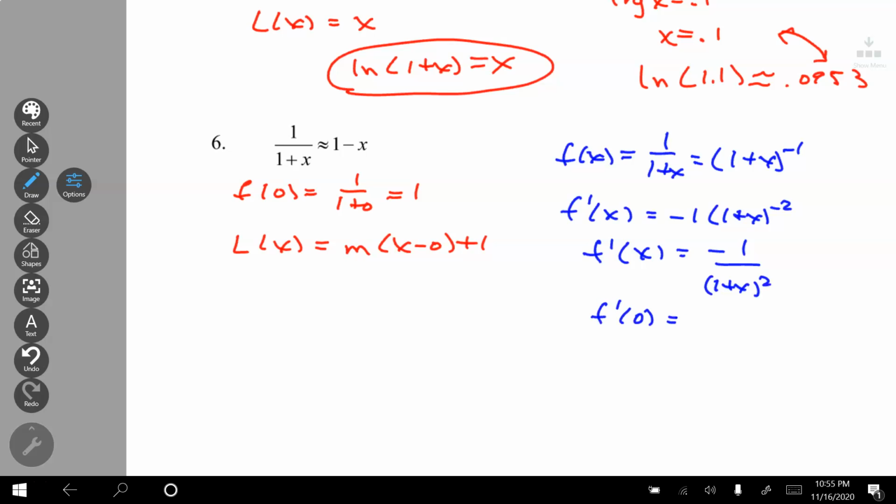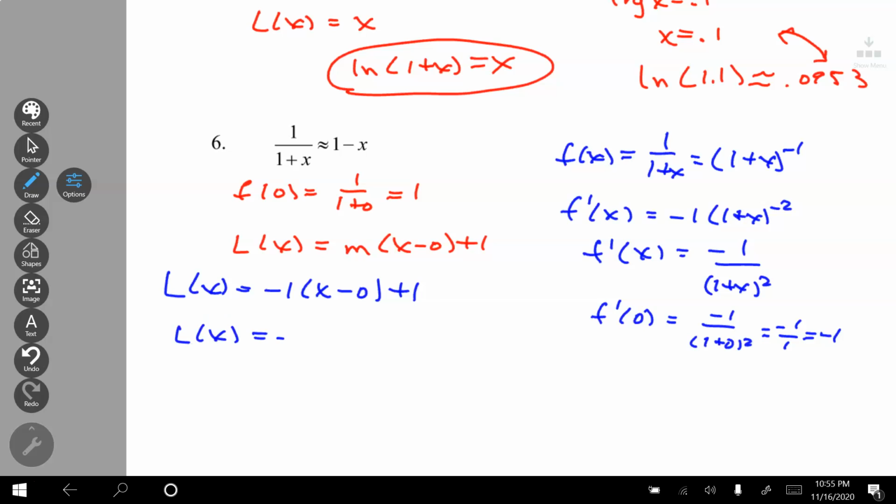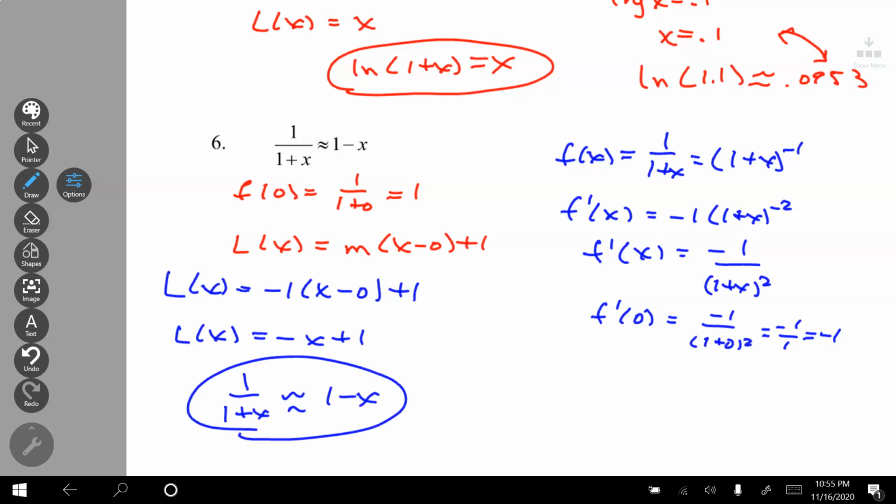Plug in 0. I get negative 1 over (1 plus 0) squared, which is negative 1 over 1, which is negative 1. That's my slope. So my linearization is negative 1 times (x minus 0) plus 1. I don't need the minus 0. So I get negative x plus 1. And I have shown that 1 over (1 plus x) is about equal to 1 minus x if I rewrite it in a different order.